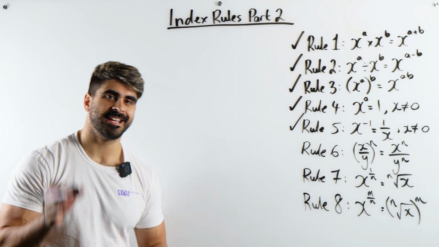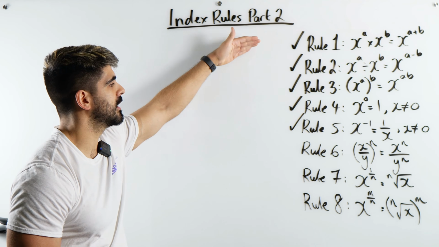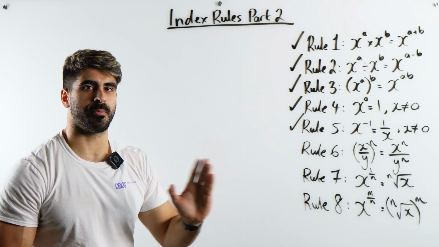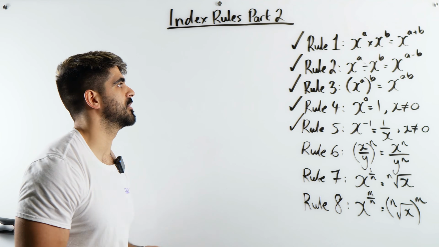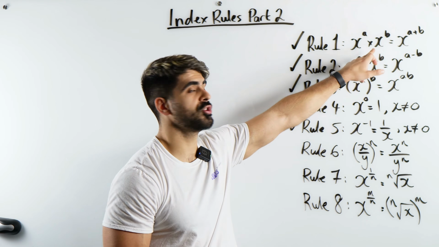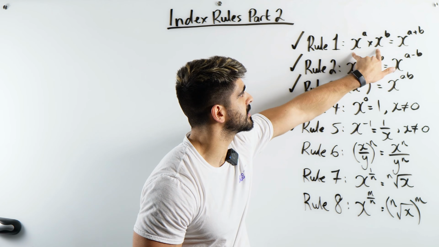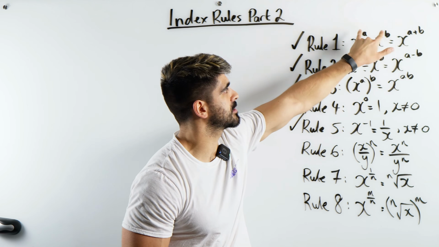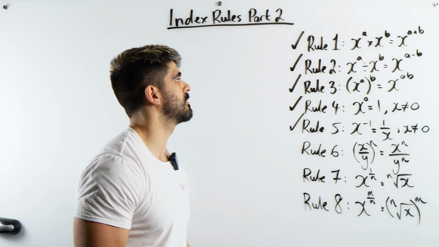Yo GCSE, in a previous video, I proved to you or showed you how these first 5 rules operate. If you haven't seen it yet, then I recommend you go back to that video and check it out. But as a quick recap, the first rule is if you take 2 numbers with the same base, you add the powers. So remember, this is the base number, this is the power or exponent or the index.